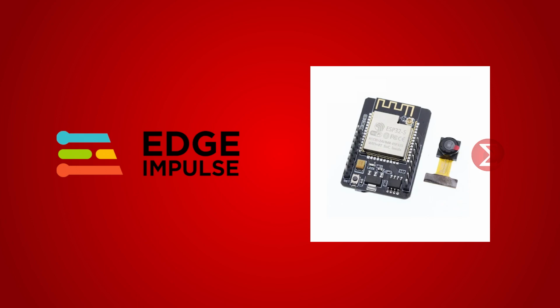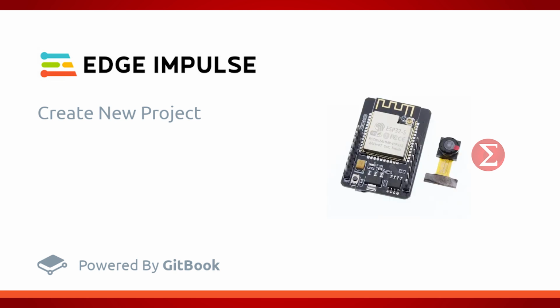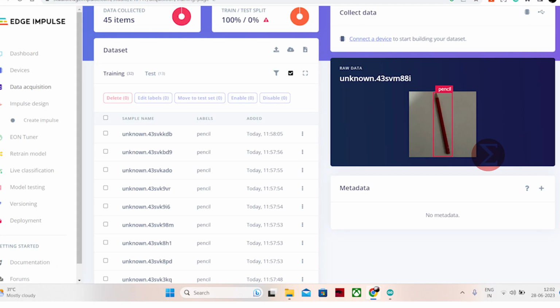Edge Impulse, an Edge AI platform, is used with the ESP32 camera to segregate and identify the objects. The project is created on Edge Impulse platform and is deployed on ESP32 camera module. Since this is an AI-enabled embedded project, first you need to collect data and build a data set.